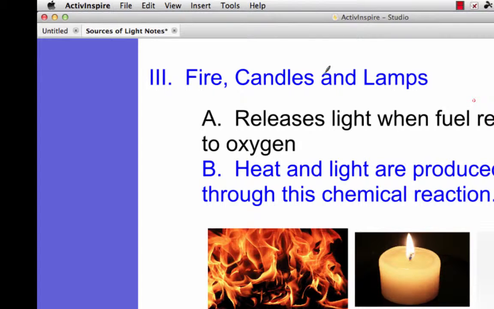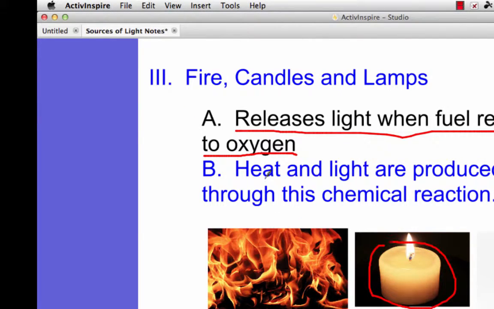Fire, candles and lamps. Now you saw in our candle lab that we had a reaction between the candle and oxygen. That is where we get fire. We release light when fuel reacts with oxygen. So in our candle example, we had this wax that was simply reacting with oxygen, and what do you get? Well, you get fire and you get light. This is produced through a chemical reaction. The same thing happens for the lamp, except in this case the reaction is not with wax like in the candle, but with oil in the lamp.